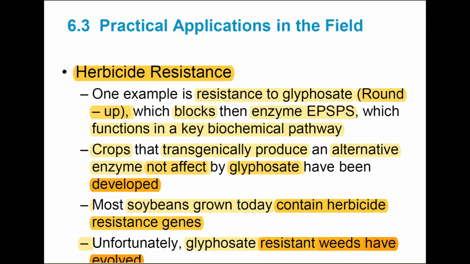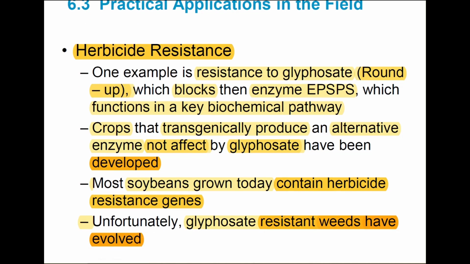Roundup targets this enzyme, EPSPS, 5-enolpyruvylshikimate-3-phosphate synthase. This is involved in amino acid biosynthesis. So EPSPS is an enzyme, and glyphosate is Roundup, the active ingredient in Roundup. It's called glyphosate.